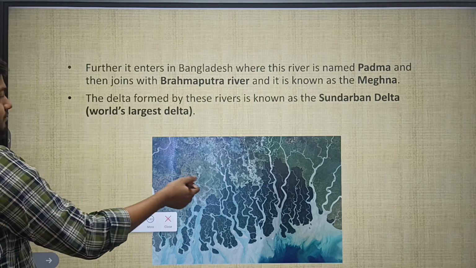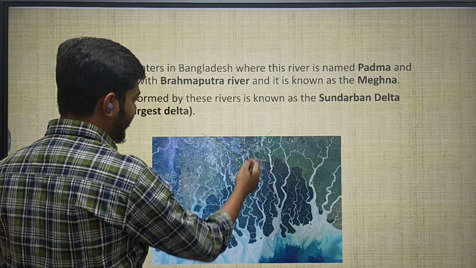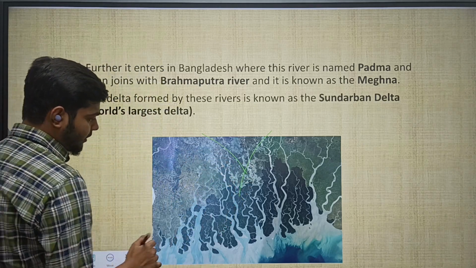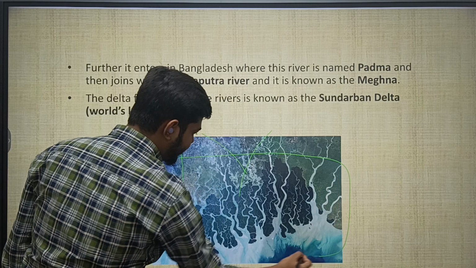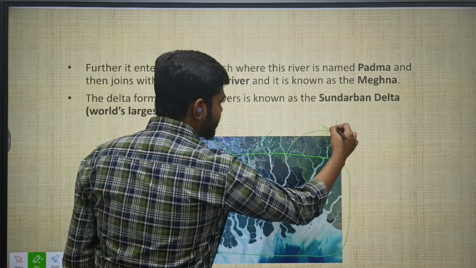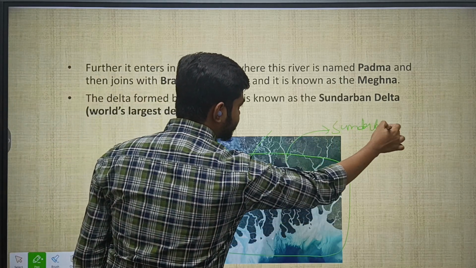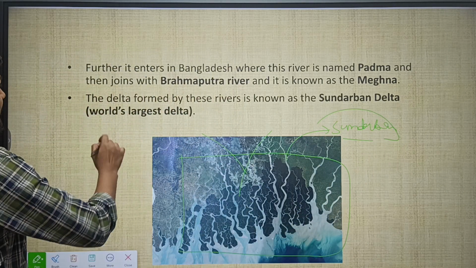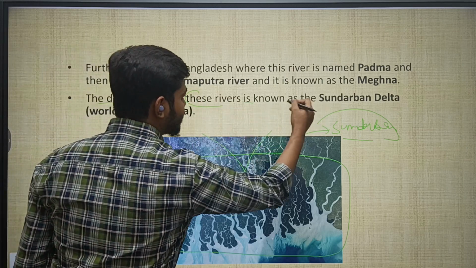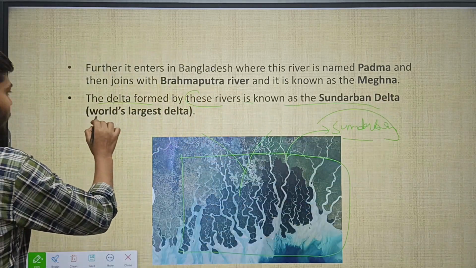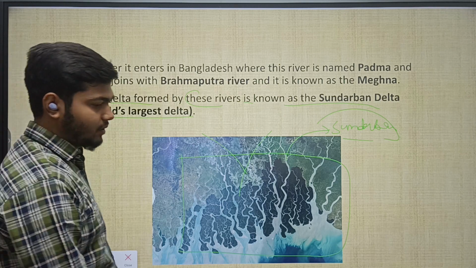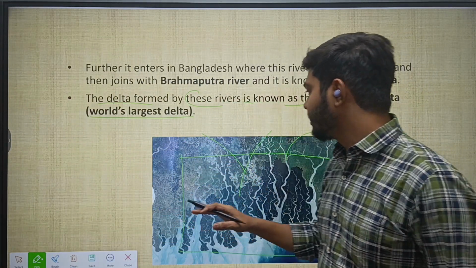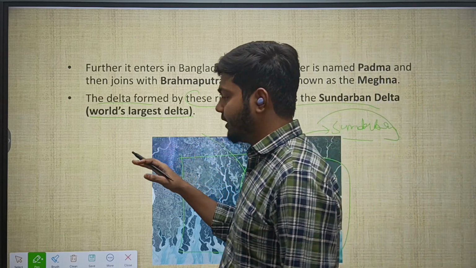So after joining, the Brahmaputra river and Ganga river form a very big and great delta, which is Sundarban Delta, and this Sundarban Delta is the largest delta in the world. So the delta formed by these rivers is known as Sundarban Delta, the world's largest delta. I hope you have understood these points very clearly.